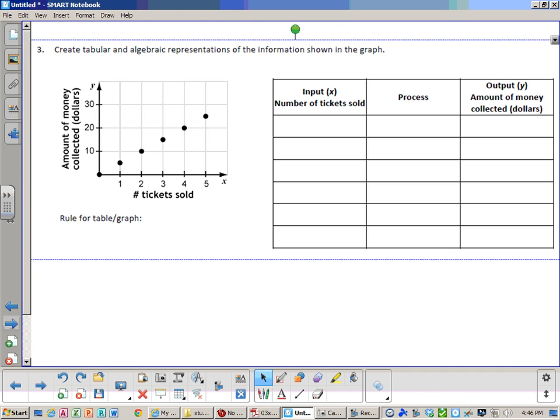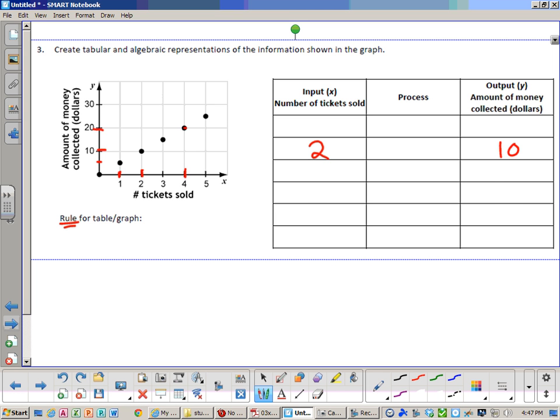Okay, last problem. Create a tabular and algebraic representation of the information shown below. Oh wow, this is like too easy. Maybe except for the rule. That might be a little challenging right there. Well, pretty simple. This says 2 is 10, right? So I'm going to put down, well, 1, I'm not exactly sure what 1 is. Looks like it's going to be 5, but just in case, I'm just going to write 2 is 10.